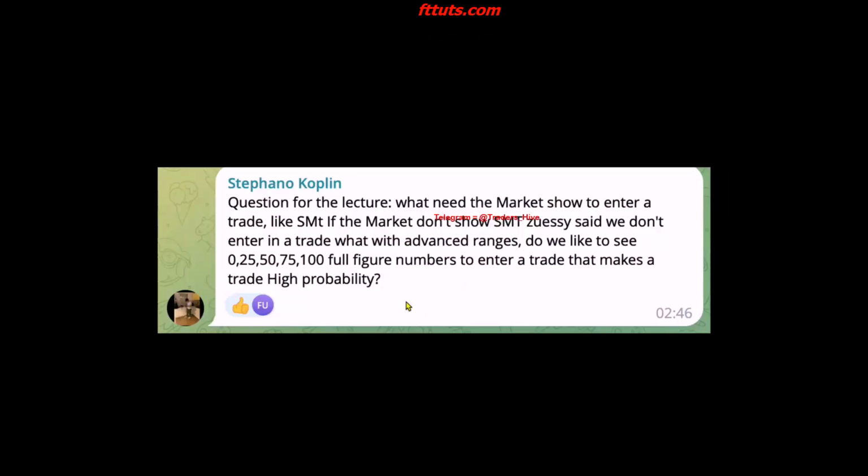The next question I will answer is a question by Stefano. And this question is a very good question. And the question goes as follows. He mentioned that for high probability setups, we need SMT to be placed in a reversal. However, what about the price levels where reversals are occurring? We, of course, now know the advanced way of looking at ranges. Would it mean that if the market would reverse prior to, let's say, a range low at 0 or a range high at 100, that it is low probability?